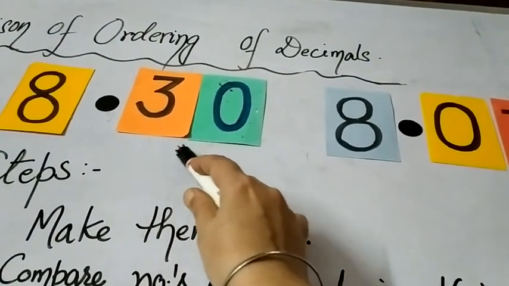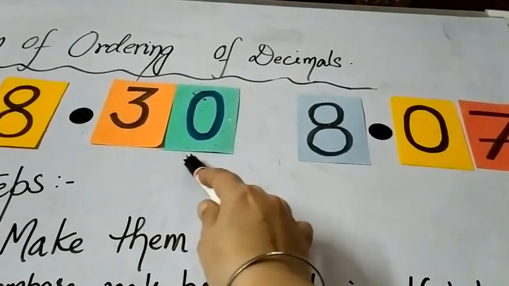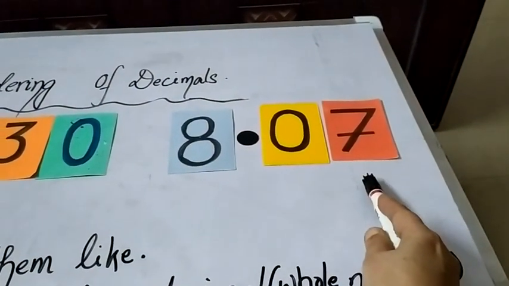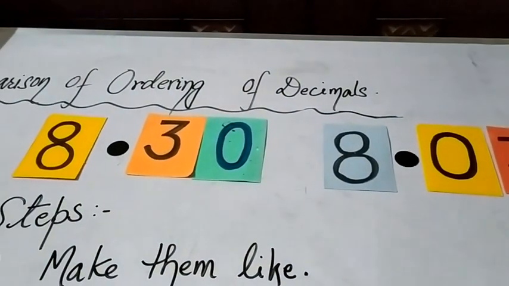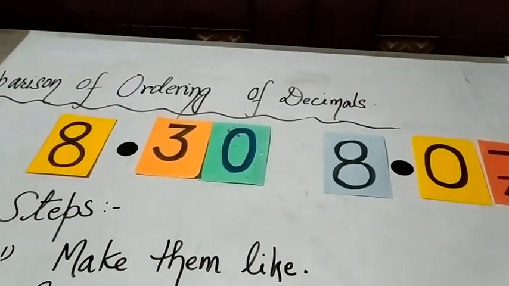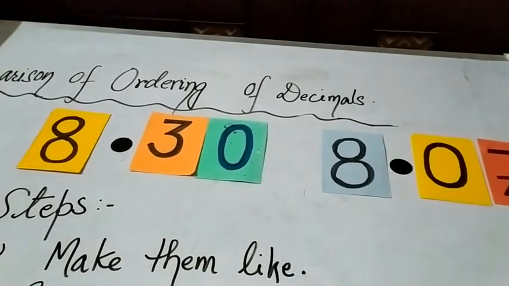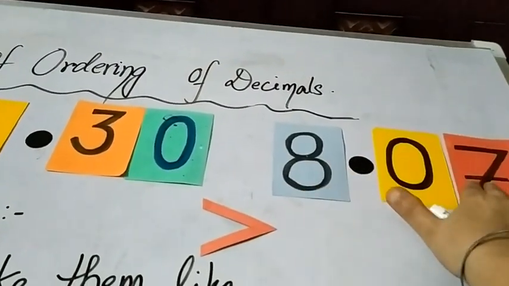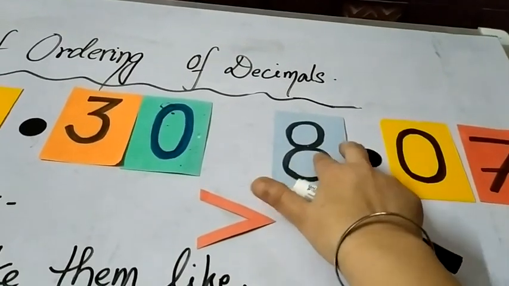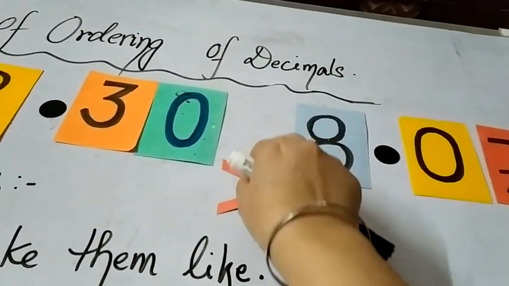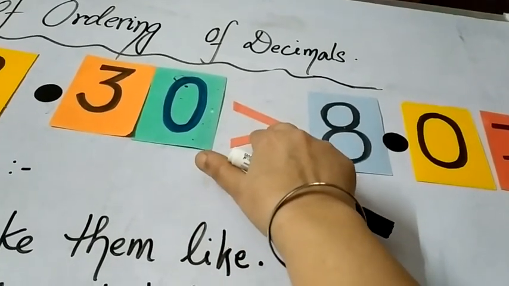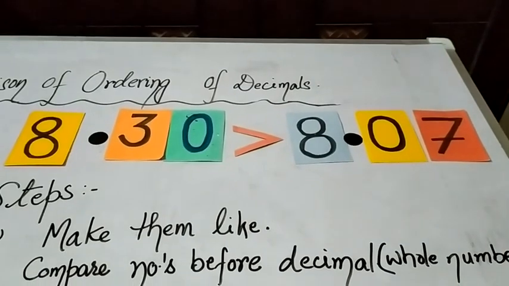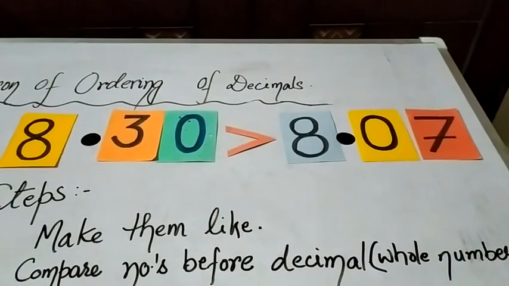Here we have 30, you can read it like this, 30. And here we have only 07, which means 7. Which number is bigger? 30. Yes, it is bigger. So we will put the comparison sign here, this number is bigger, like this. We will read it like this: 8.3 is bigger than 8.07.